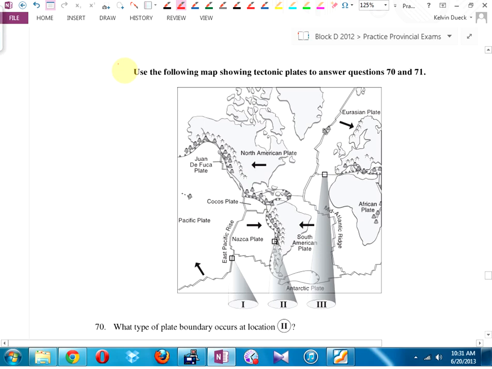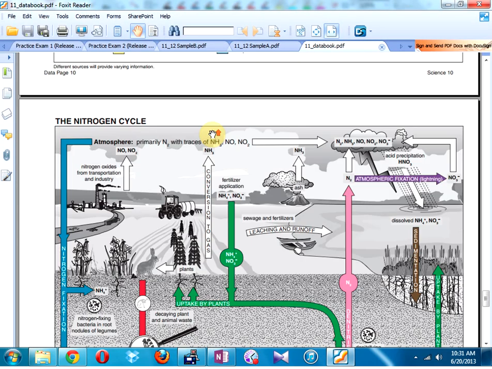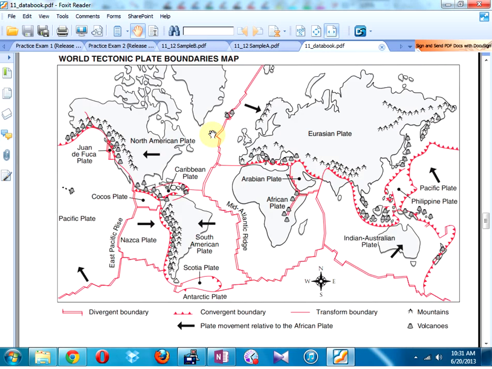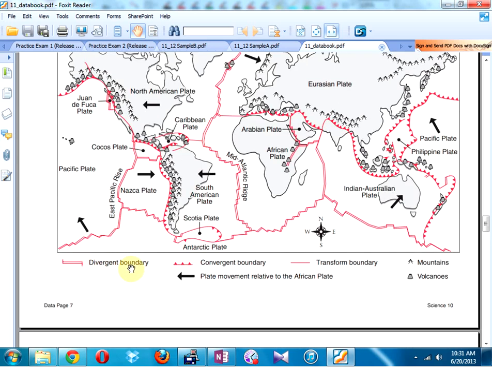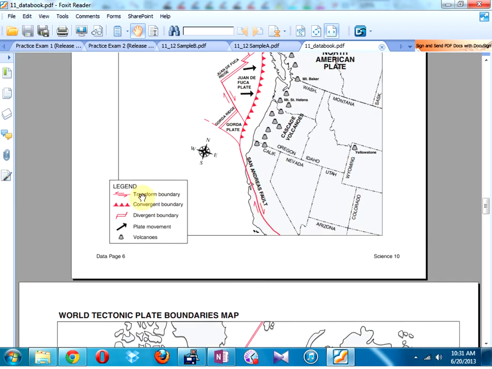Use the following map. So please remember a lot of the symbols and notation, it's on your data sheet. You don't have to have it memorized. For example, you do not need to memorize the symbol for a divergent boundary or a convergent boundary or a transform boundary or the symbol for a mountain or a volcano or for plate movement. That's all on there. You don't need to memorize those symbols. They're all on there. And you may have noticed they occasionally ask you questions about those symbols. What they're really saying is, have you been clever enough to read the legend that's on your little chart? Right.